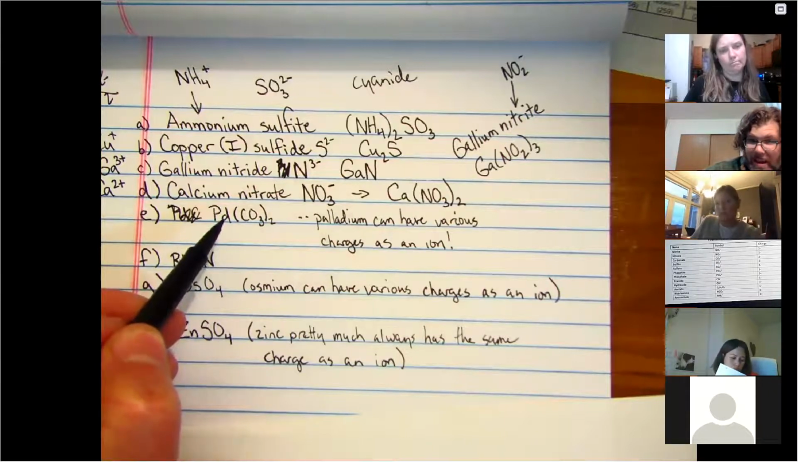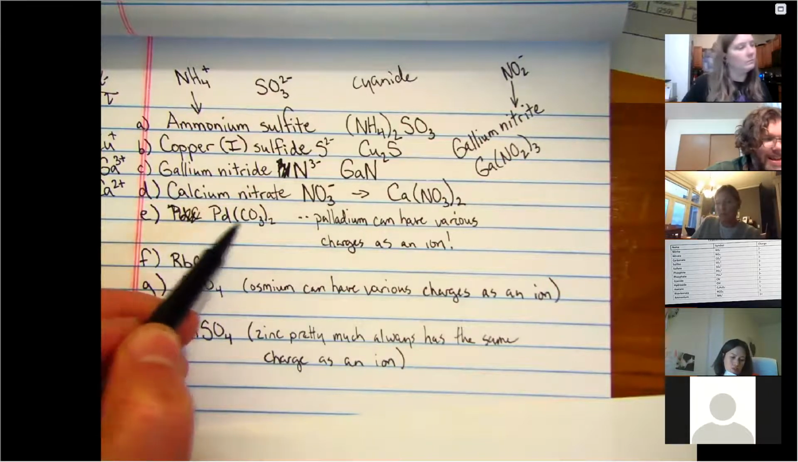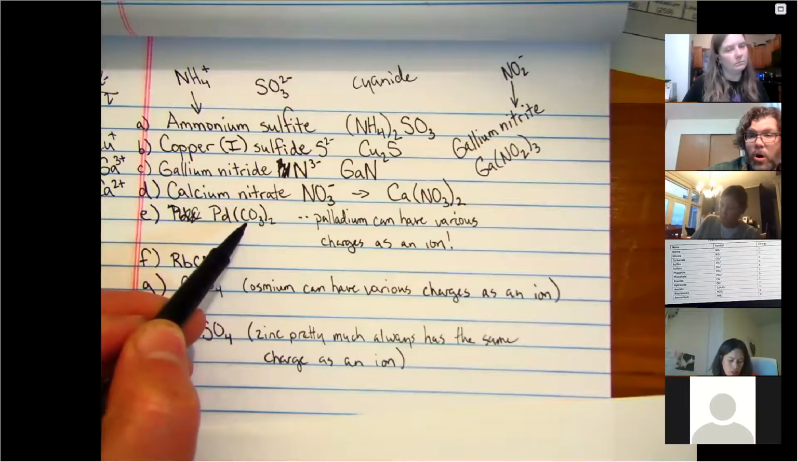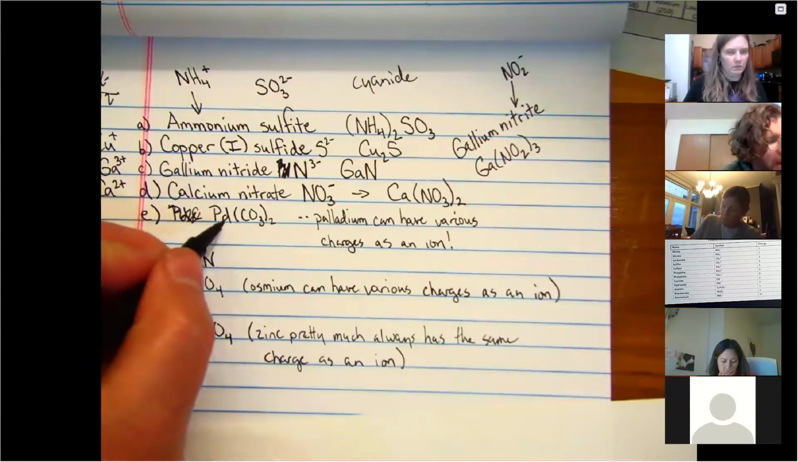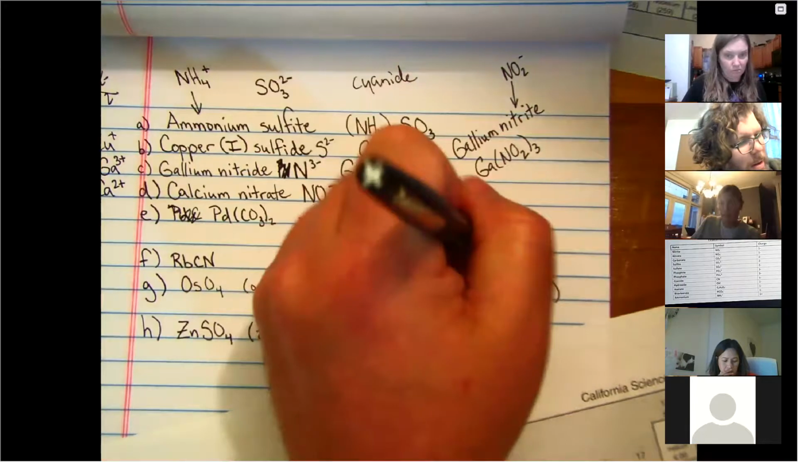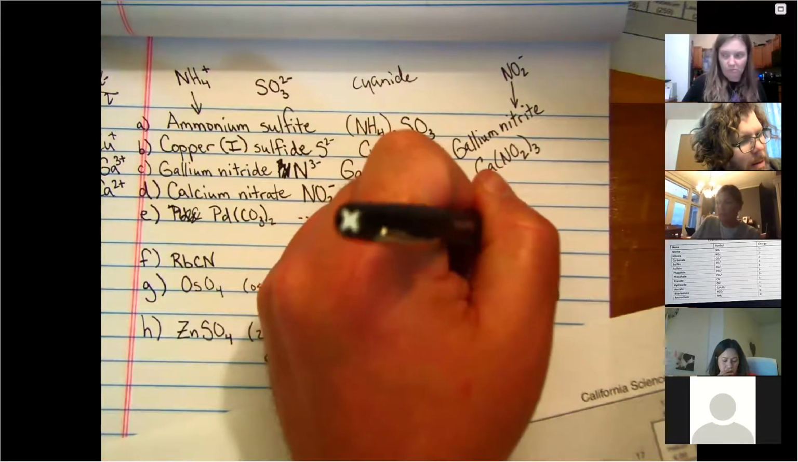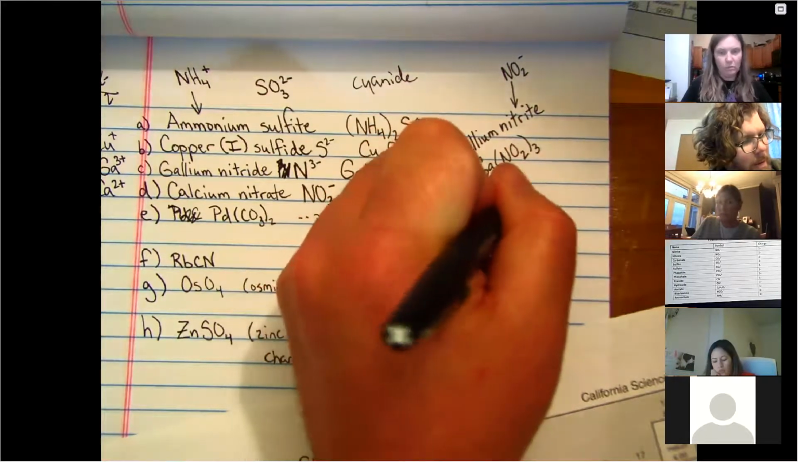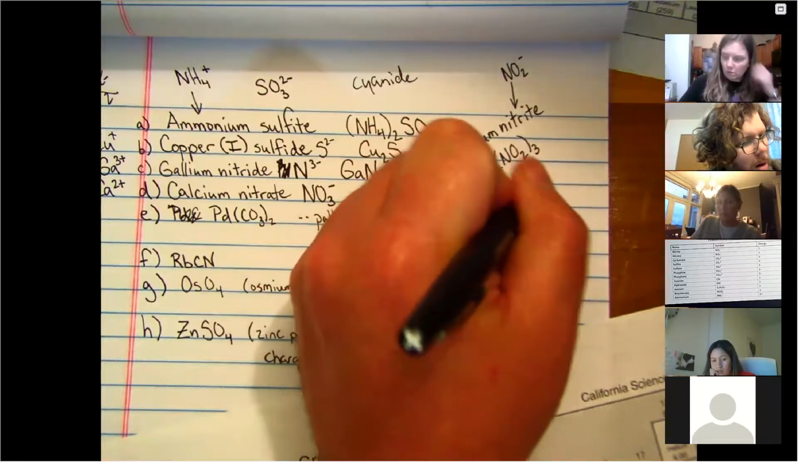So that one palladium with 4 positive charges is enough to balance out those two carbonates that are each -2. So because palladium has a +4 charge here, we would name this compound palladium(IV) carbonate.